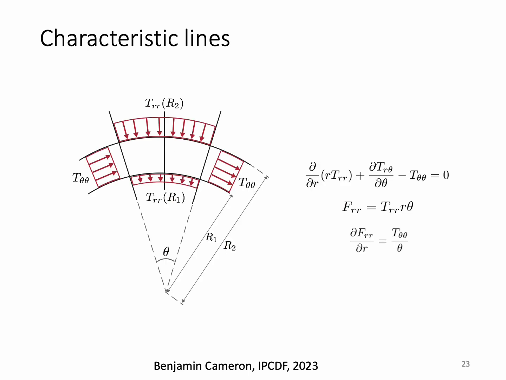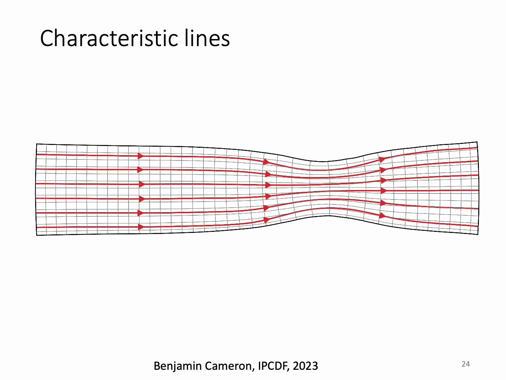You can also follow these lines around corners. The equations are just shown here. I don't have time to get into it. And this just shows an example of the characteristic lines for a necking tensile specimen. There are also lines perpendicular to this, which I haven't shown.